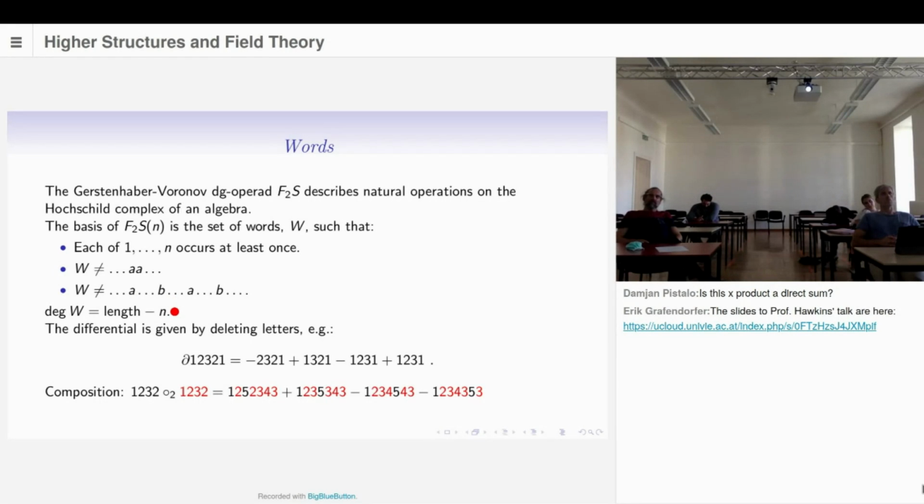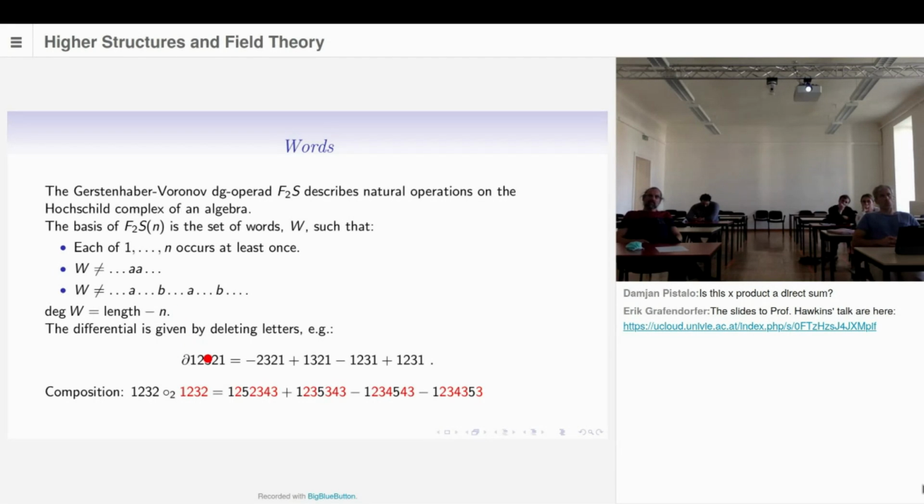The differential is given by deleting letters, so the differential should have degree minus 1, so it should decrease the length by 1. And basically all the faces of a word are given by deleting letters from it, although you can't delete a letter, that is to say a number, which only occurs once.